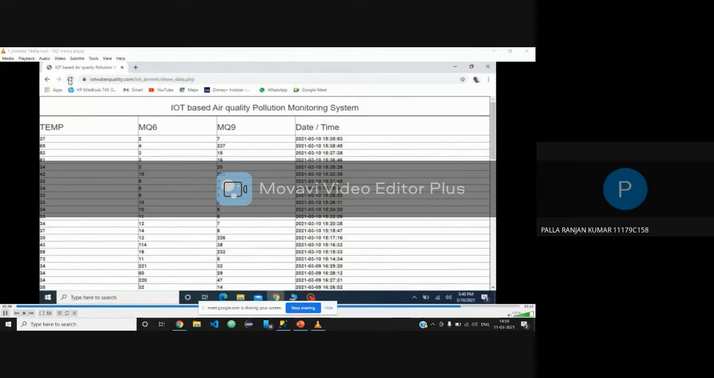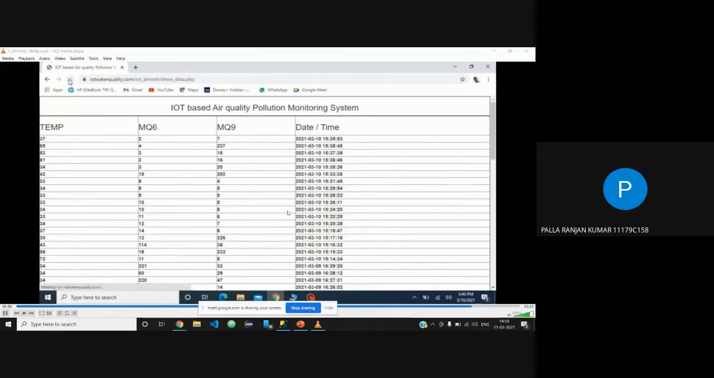This is the date and time. Yesterday we checked with this, sir. That is 2021 10/3 and the time. Here are the readings of temperature, MQ9 and MQ6.